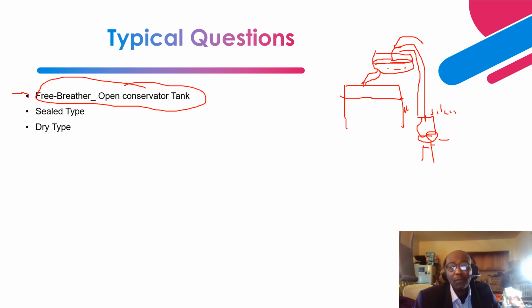So this is an example of how an open conservator tank looks like. Okay, so another example is a seal type.